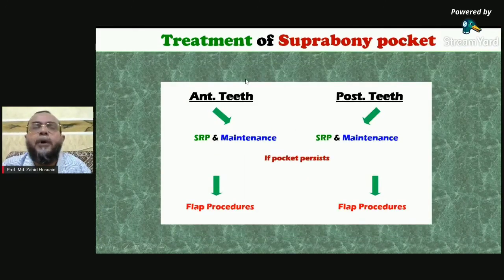And for suprabony pocket, SRP, root planing and maintenance. For both anterior and posterior it is the same, but if the pocket persists, we have to go for flap surgery. Nowadays gingivectomy is very uncommon, and gingivoplasty we do sometimes, especially after necrotizing ulcerative gingivitis. Necrotizing ulcerative gingivitis destroys the gingival papillae, so in this case we do gingivoplasty. But nowadays mostly flap surgery is most common, to save the tooth and give an aesthetic structure of the periodontium.